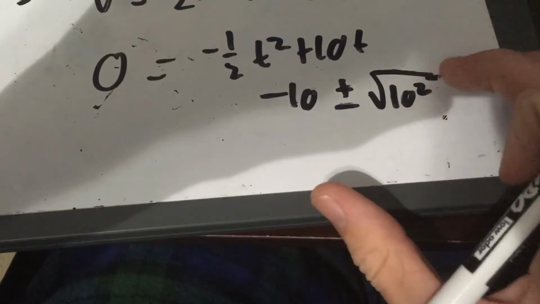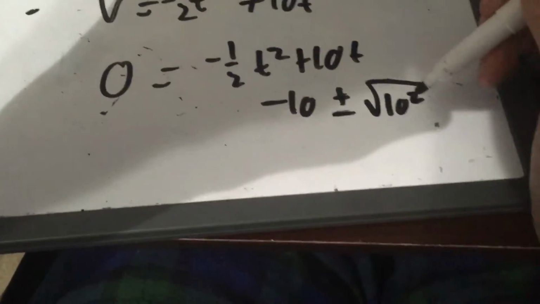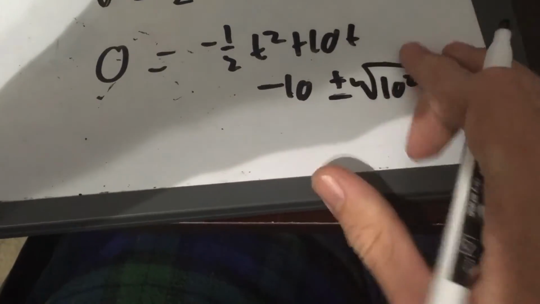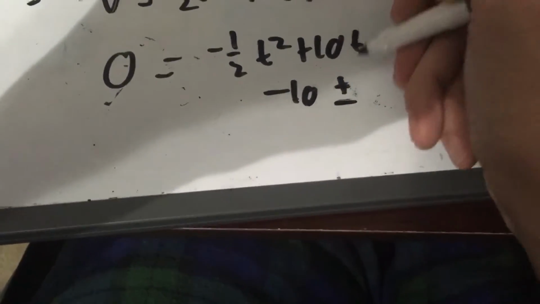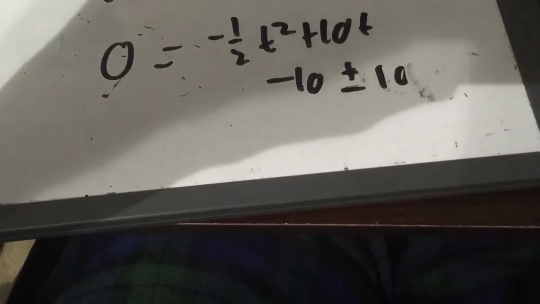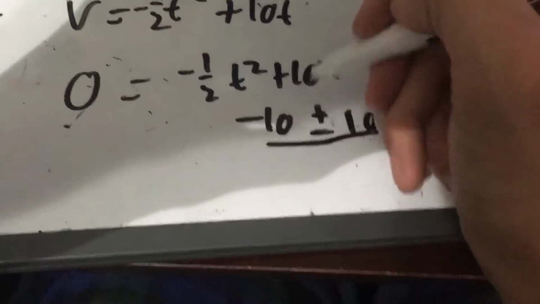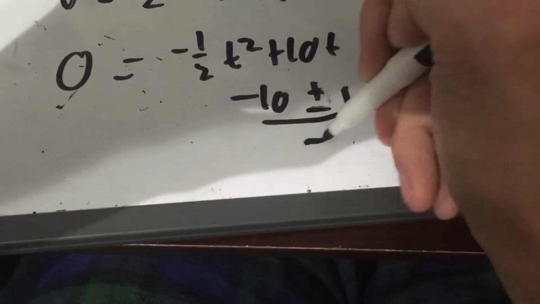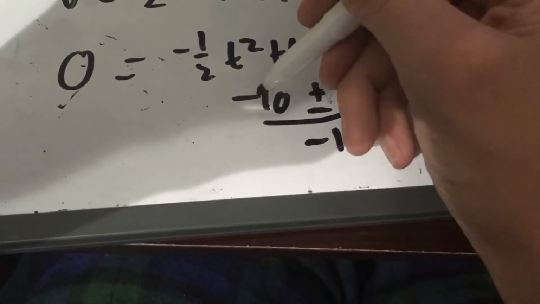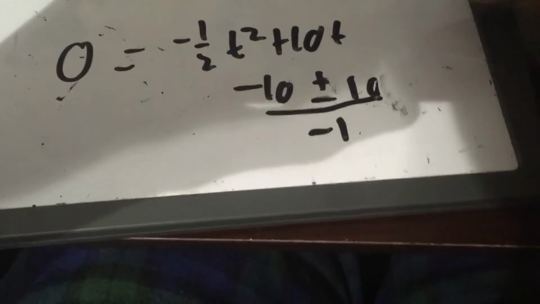And as we see, we have 2 as our exponent, so that's plus or minus 10. And all that is divided by 2a, which is -1. Now we already see, so if we're just looking at the top part, negative 10 plus 10 is 0, and 0 divided by anything is 0, so that's not a solution, so that doesn't matter.